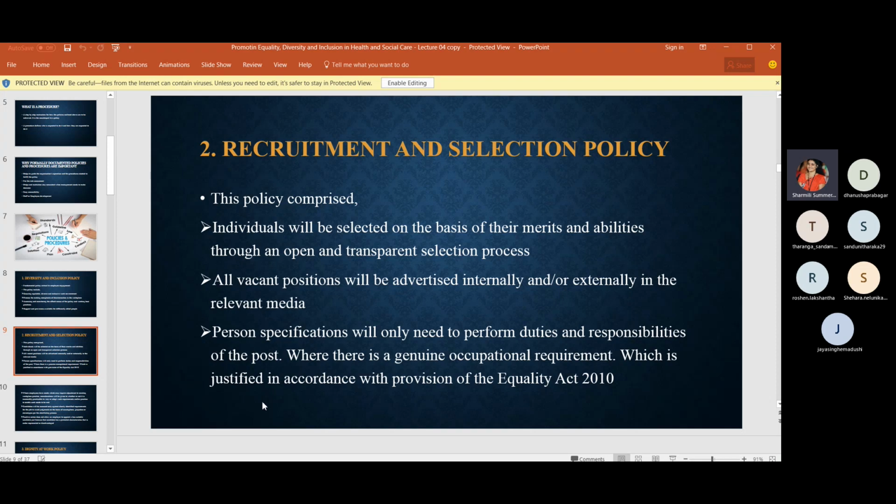All vacant positions will be advertised internally and or externally in the relevant media. Yes, there are some institutions, like when we are talking about universities, some faculties recruit lecturers or demonstrators internally. That means they do not advertise the academic vacancy externally.